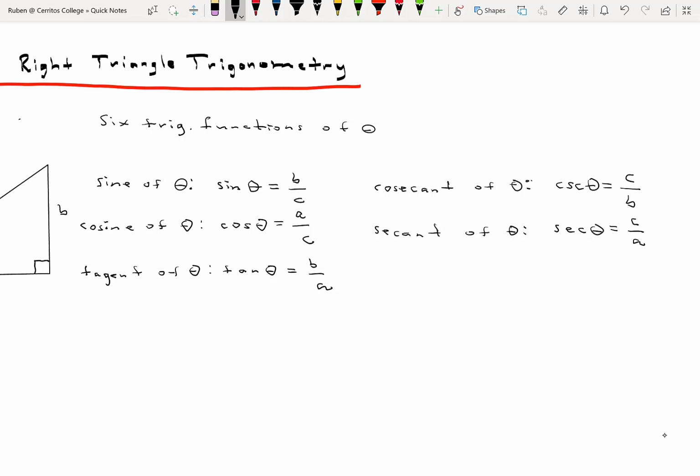And finally, the cotangent. As I'm writing the word cotangent, I'm looking over at the word tangent that I wrote, and it's misspelled. I'll fix that. Cotangent of theta, abbreviated as cot theta, is equal to A over B. Okay, so I'm going to go back and fix my spelling of the tangent of theta.